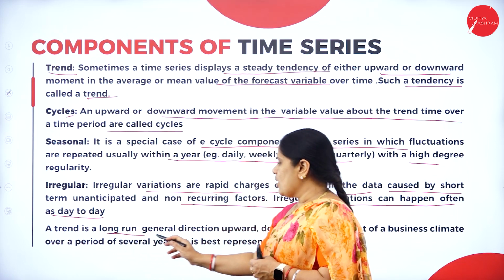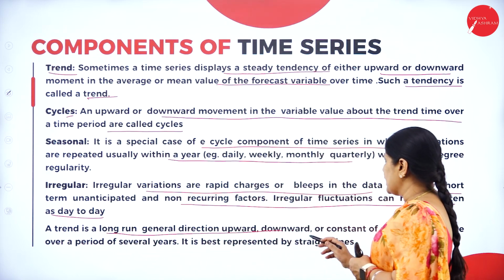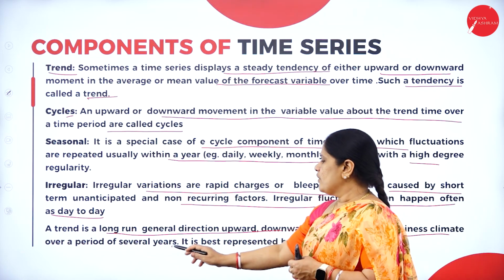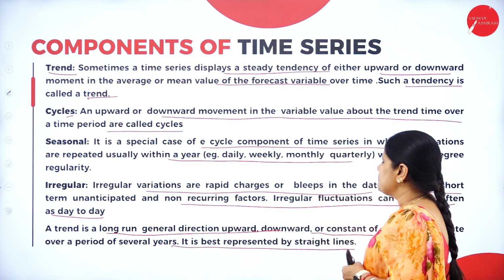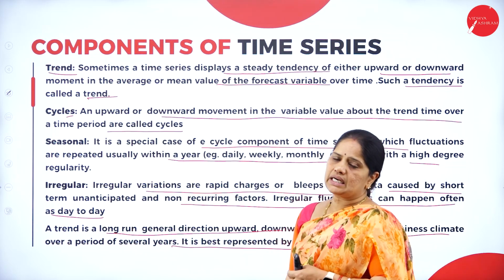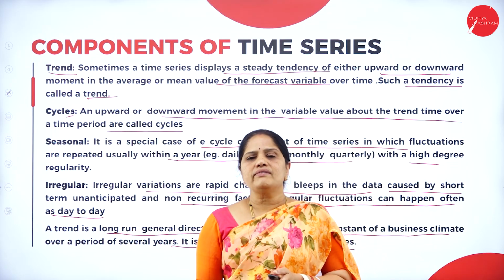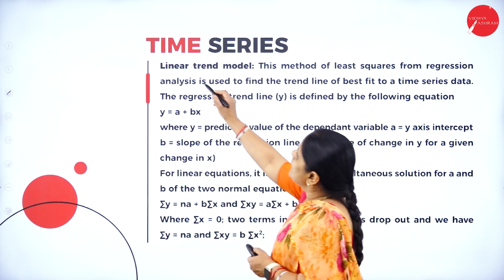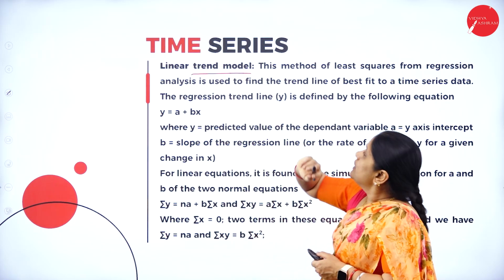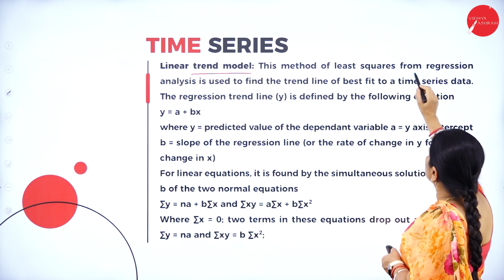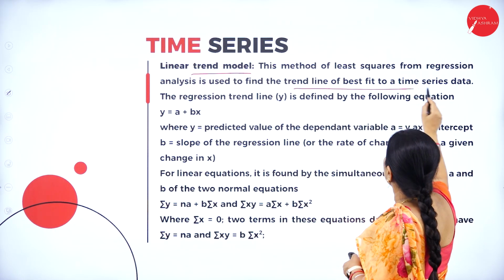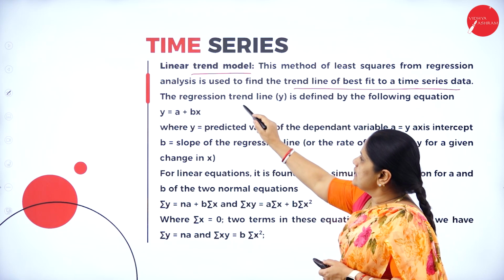A trend is a long-run general direction, upward, downward or constant, of a business climate over a period of years. It is best represented by straight lines. So a trend is always represented by a straight line. Now, what is the linear trend model? So the method of least squares from regression analysis is used to find the trend line of best fit to a time series data.